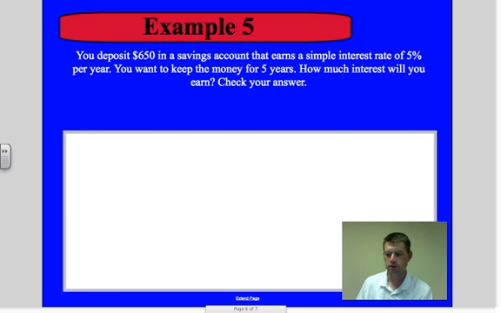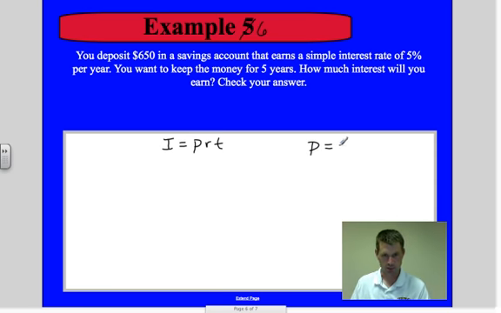Example 5 here says that you deposit $650 in a savings account that earns a simple interest rate of 5% per year. You want to keep the money for 5 years. How much will you earn? I have example 5 up here, and I need to change it because it's actually example 6 in our notes. Sorry about that. As we go through, we're talking about simple interest, so we write I equals PRT and label the values we know.